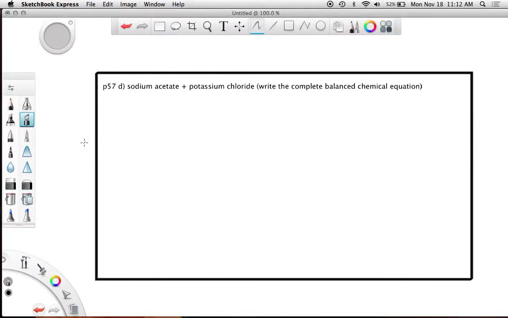Usually if it's not on the bottom, it's on the back. Same thing we have to do from the last time: we have to go from a name to a formula so we can create a balanced chemical equation. So sodium we know, but acetate you guys looked up for me. It is with CH3CO2.